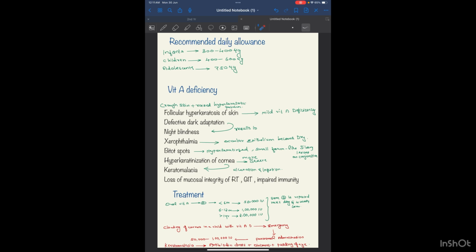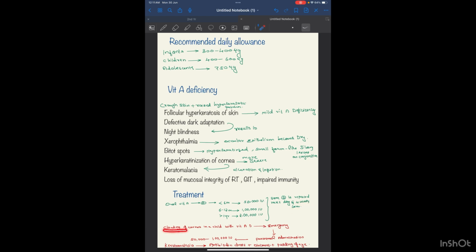Next, we are moving on to the treatment. Treatment mainly consists of oral vitamin A doses: less than 6 months of age, 50,000 international units; 6 months to 12 months, 1 lakh international units; and more than 1 year, 2 lakh international units. The same dose is repeated the next day and again after 4 weeks.